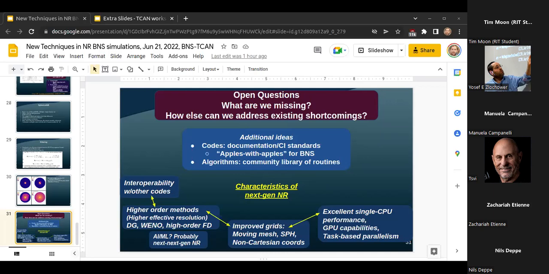But having a standard set would be quite useful, especially sets extending beyond the original apples with apples tests and thinking more along the lines of, well, what might fail with this particular numerical approach? What might fail with that? Or what might be suboptimal with this numerical approach? That would be useful, I think.